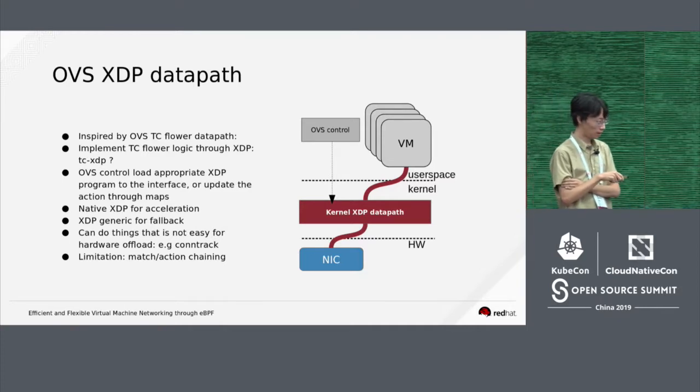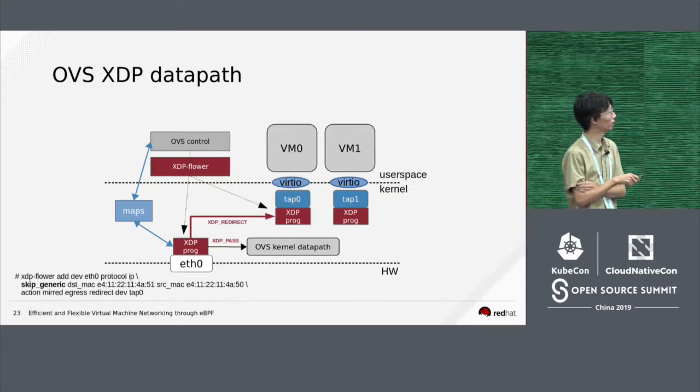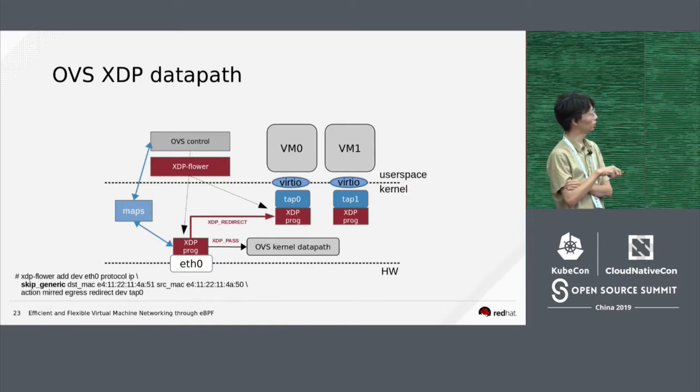Another is the OVS XDP datapath. The kernel has accelerated XDP. So how can we use the data path to accelerate the current data path? One is the TC flower data path. Use XDP to realize the TC flower, to use the control to control the different data paths. And it's like we need to offload the flow from the original one to the destination. We need to offload. We just need to bypass the kernel path.